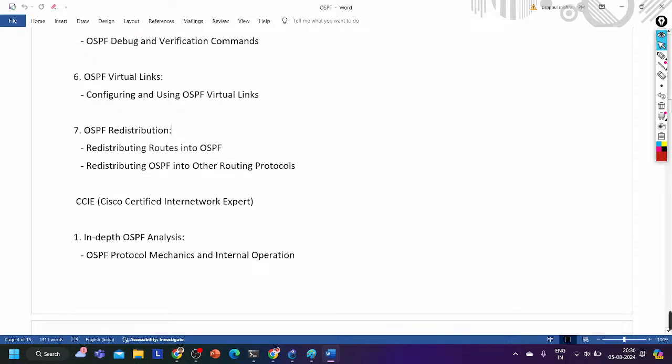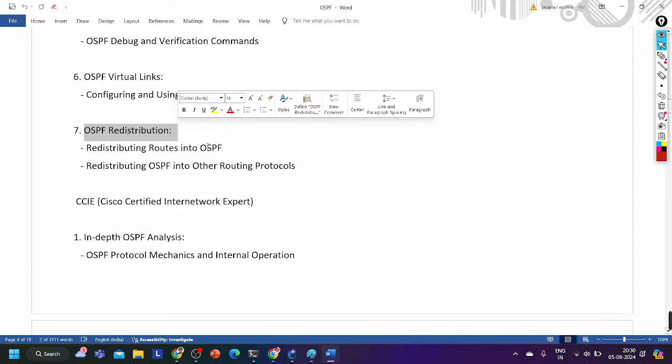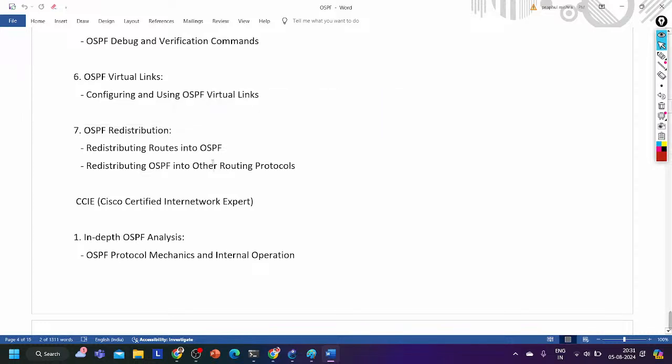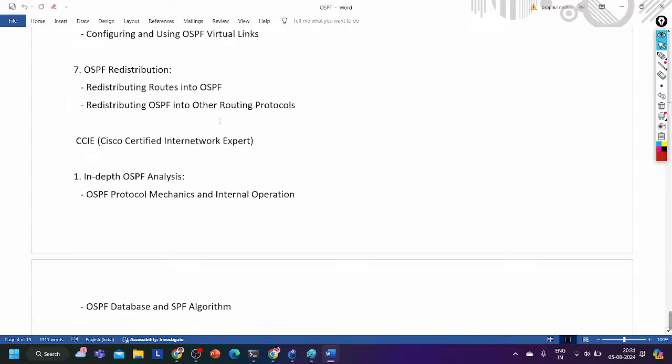Then again, redistribution, how to redistribute EIGRP or another routing protocol in OSPF. Till now you know how to redistribute any other routing protocol in EIGRP or in RIP, right? Now you are going to learn how to redistribute EIGRP into OSPF and OSPF into EIGRP or any other routing protocol. So, redistribution concepts.